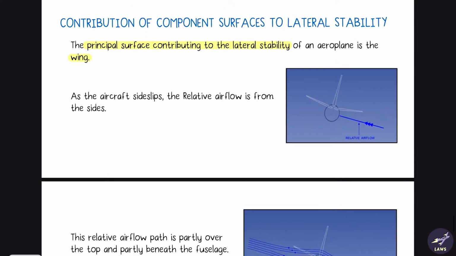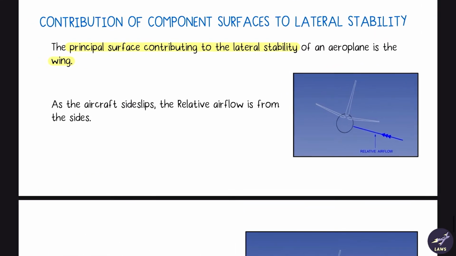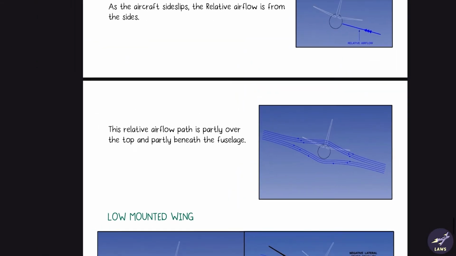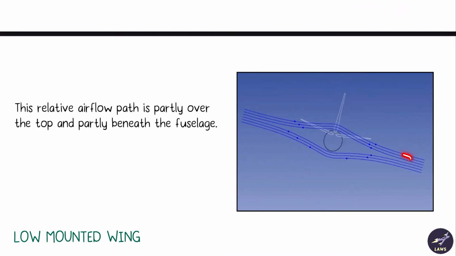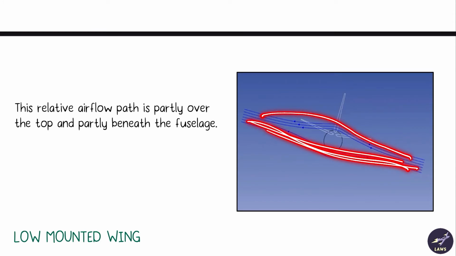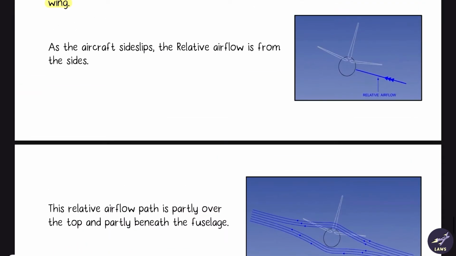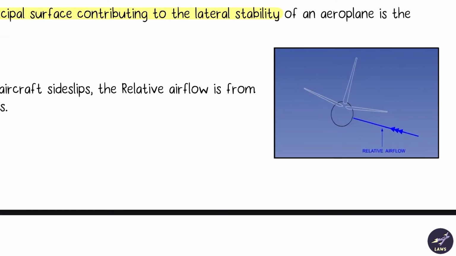So now we'll look at the contribution of component surfaces to lateral stability. The principal contributory factor is the wing. As you can see, there is an airflow above the wing as well as below the fuselage. So the relative airflow path is partly over the top and partly beneath the fuselage. In this case, the aircraft is side slipping to the right, and we have the relative airflow coming in from the opposite direction.